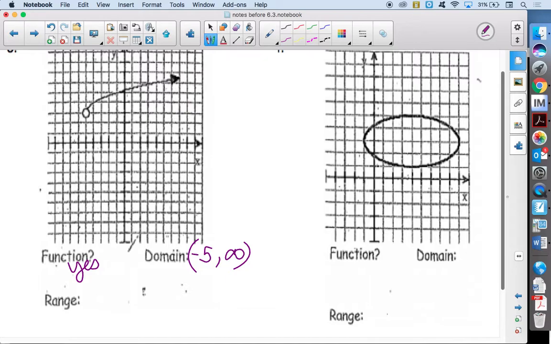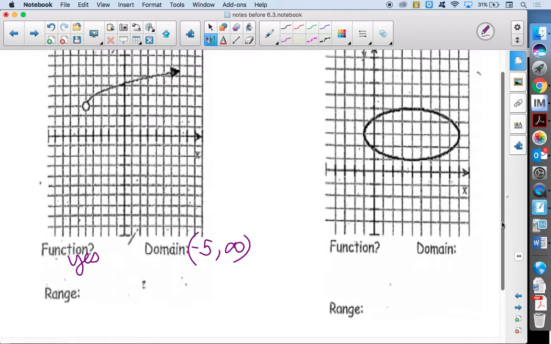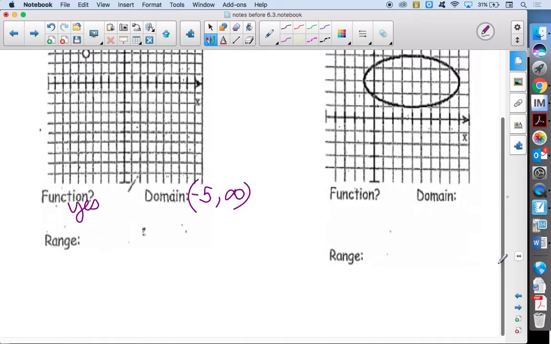Ethan, do you know what the range is? Yes. What would it be? It would be 3 to positive infinity. And again, around both of those are parentheses.